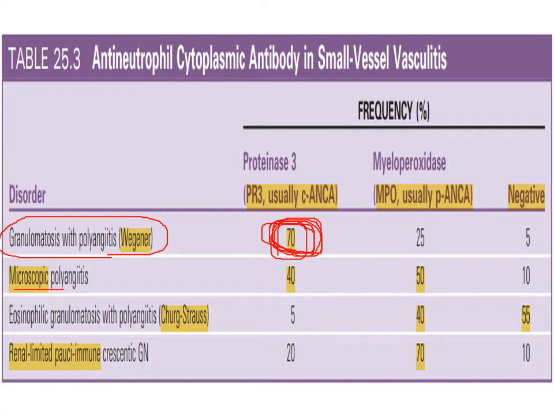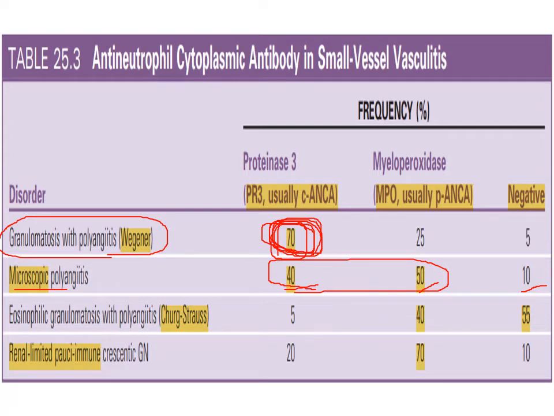In microscopic polyangiitis, take care. It can be both C ANCA or B ANCA. C ANCA in 40% of patients and B ANCA in 50% of patients, and it can be negative in 10% of patients. So in microscopic polyangiitis, usually it is nearly equal with a slight increase in the incidence to be B ANCA positive.